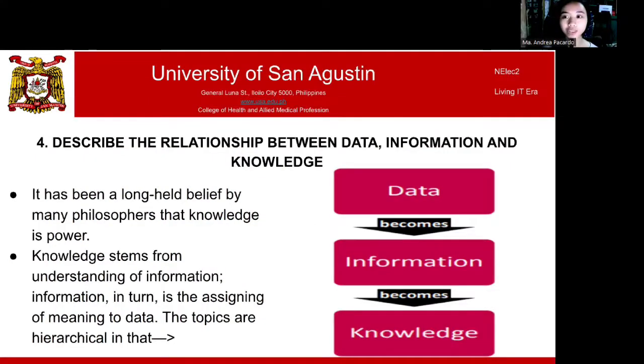For the fourth question, describe the relationship between data, information, and knowledge. It has been a long-held belief among many philosophers that knowledge is, of course, power, and that knowledge stems from understanding of information, while information in turn is the assigning of meaning to data. So data becomes information, and information becomes knowledge. For the next slide, we will tackle data.